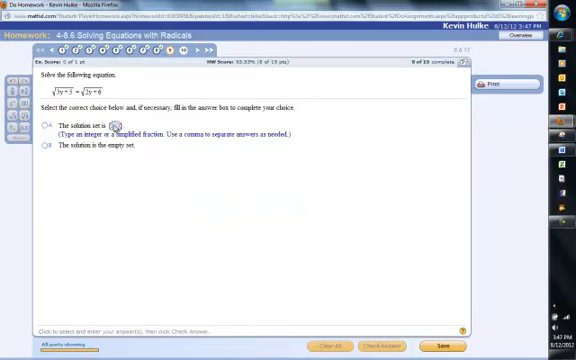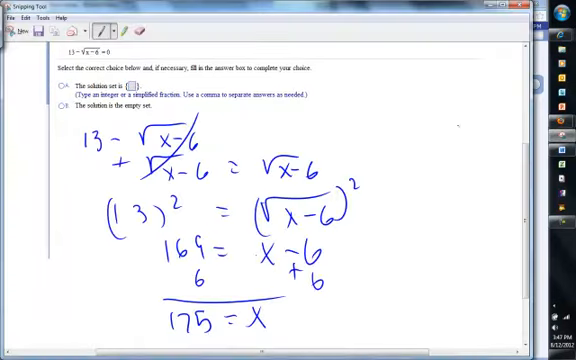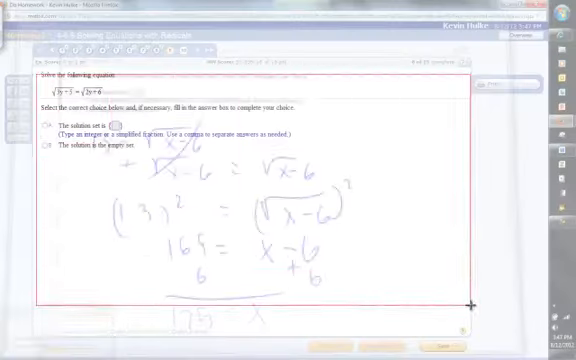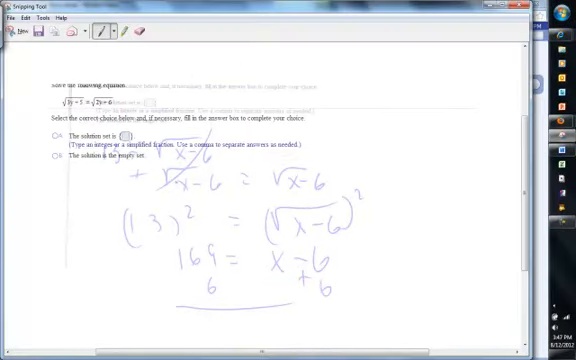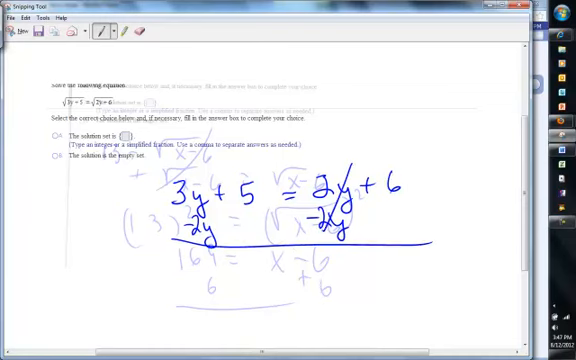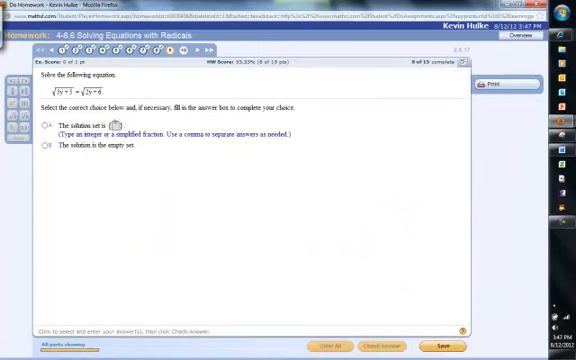All right, next one, we've got a square root on both sides. So we're going to square both sides, and we get 3y plus 5 equals 2y plus 6. Subtract y from both sides, or 2y from both sides. And subtract 5 from both sides, and you get y is 1. Number 10.